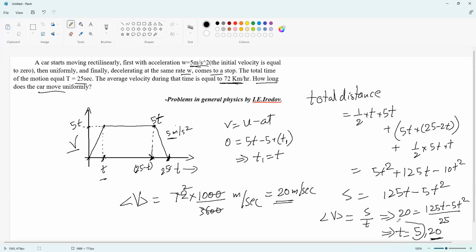So our answer: time for acceleration would be 5, time for deceleration would be 5, and time for uniform velocity would be 25 minus 10. The answer would be 15 seconds. Hope you have understood. Thank you.